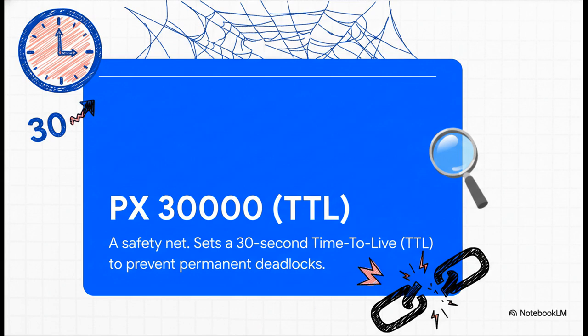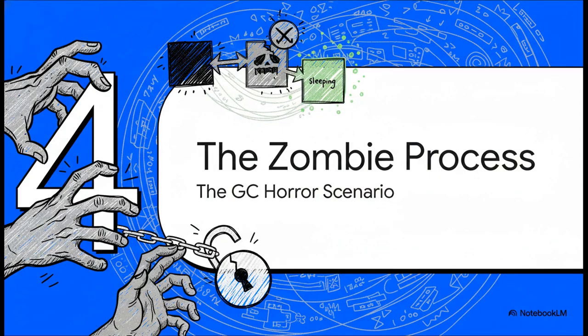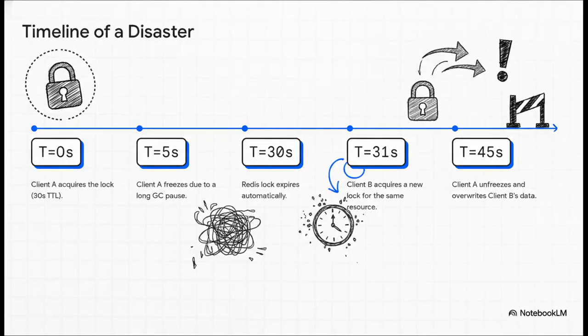But what if I told you that this very safety net is what's going to cause our entire system to fail? And here's the twist. That safety feature creates a new, much more subtle and, honestly, a terrifying vulnerability. It's called the zombie process problem. It comes from a scenario that in the Java world is known as the garbage collection horror scenario. And it proves that what you think is a dead process might just be sleeping. Let's walk through the timeline of this disaster.